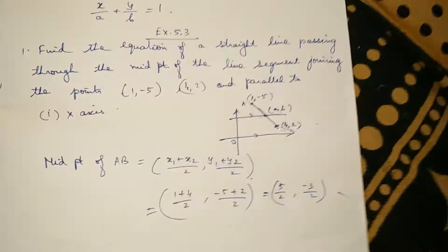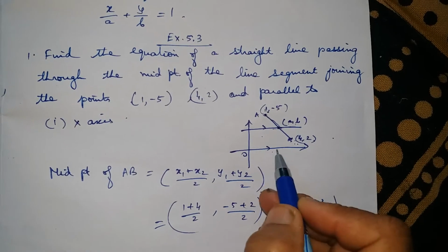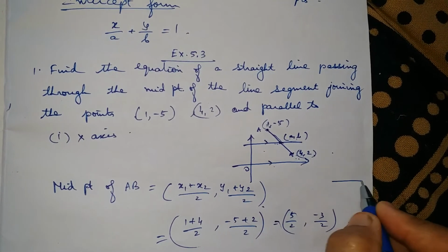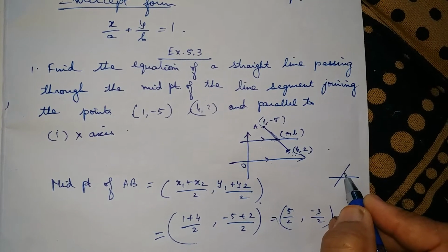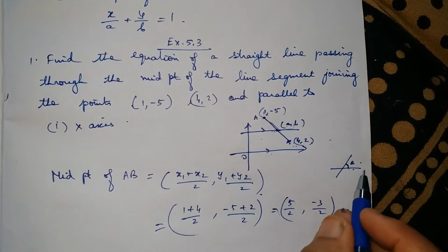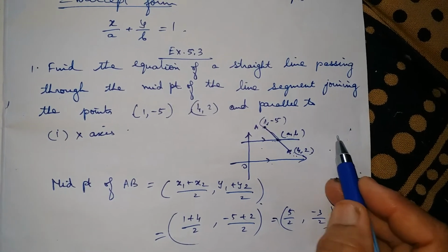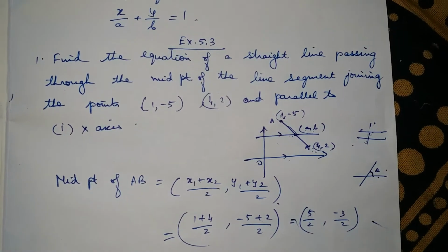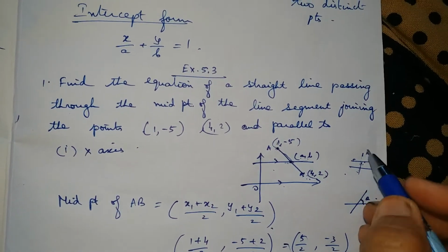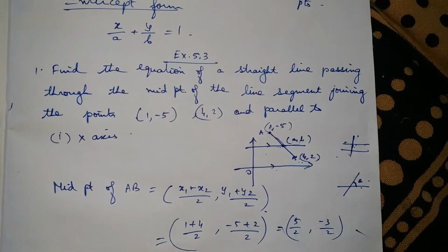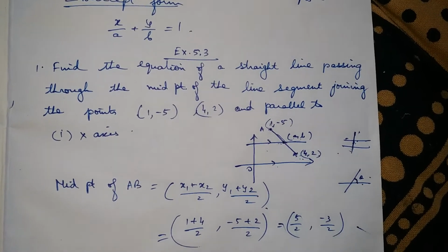When the straight line is parallel to the x axis, you know it is not touching the x-axis. An angle is formed only if it crosses or touches the x-axis. This is theta, but here it is not touching, it is just parallel. So parallel to the x-axis means there is no angle formed. So your angle is 0. So your m is equal to 0. Line parallel to the x-axis means m is equal to 0.